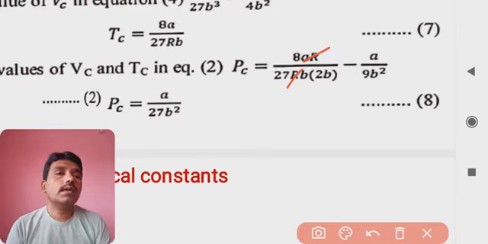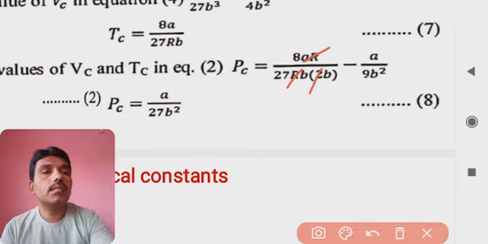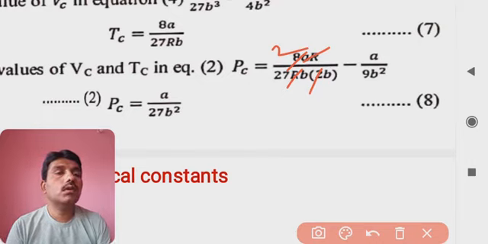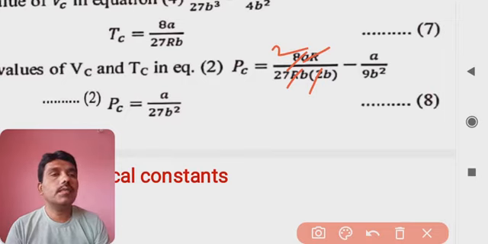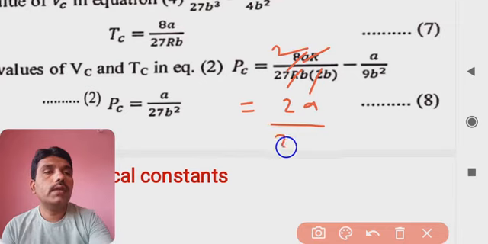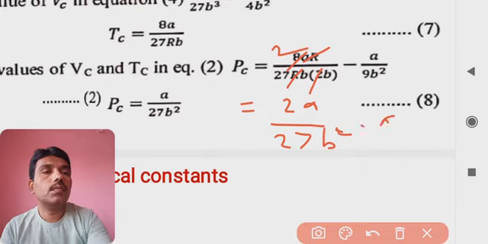Now in place of 8A, if we take this as 4 and 4 in both, that is also one way, it will become 2A upon 27B square, and minus of A upon 9B square is to be there. So in this case the remaining value is PC equals 2A divided by 27B square minus of A upon 9B square.